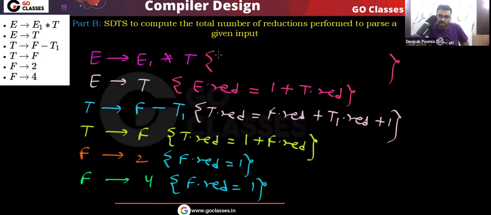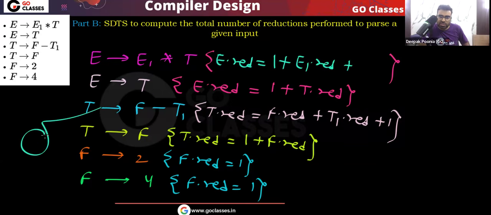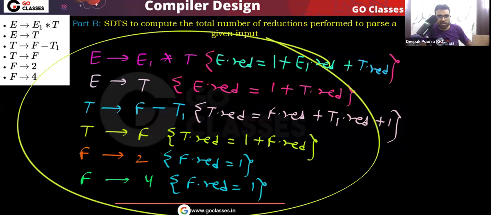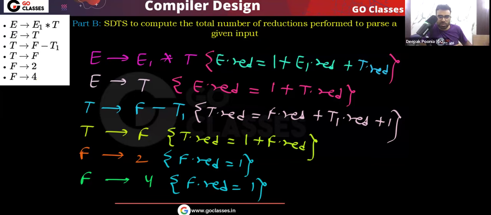So you can see that this e.red will be equal to, remember, one reduction is this, one reduction is this, plus some input is reducing to e1. So the total number of reductions is captured by e1.red, plus some input is reducing to t. So the total number of reductions performed is captured by t.red. Okay, that's it. So finally, this is your syntax directed translation scheme to compute the total number of reductions required to parse a given input. Okay, is this clear? I hope you understood.